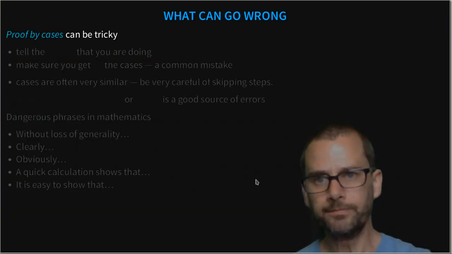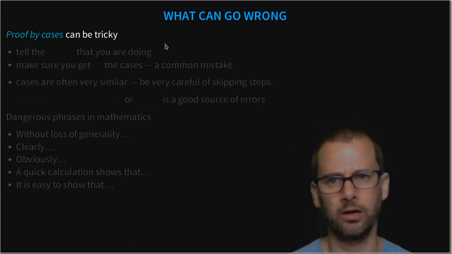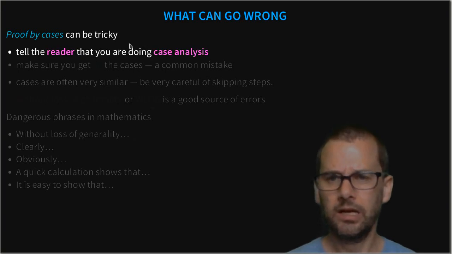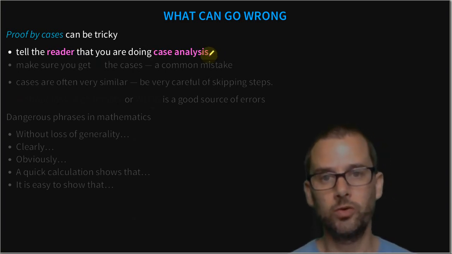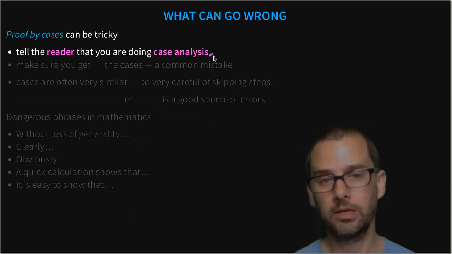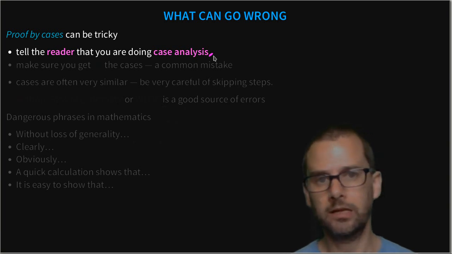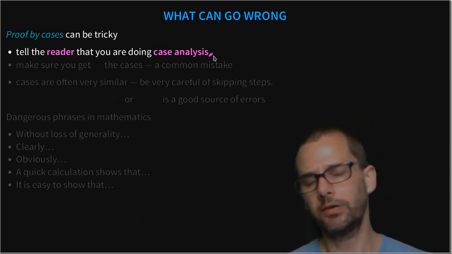Now, proof by cases can be a little bit tricky, so we should watch out for a few things that can go wrong. The first thing is, it's good to give the reader some context. Make sure you tell the reader that you're doing what you might call case analysis, that you're doing a proof by cases. This is just letting the reader know, so they don't get to the end of the proof and then realize, oh, that's what they were doing. The reader shouldn't have to do that.